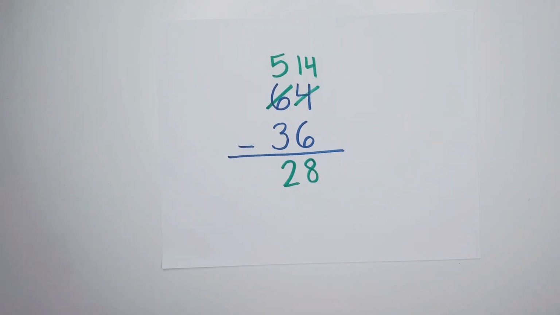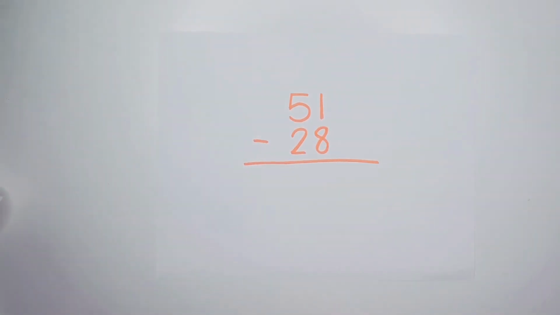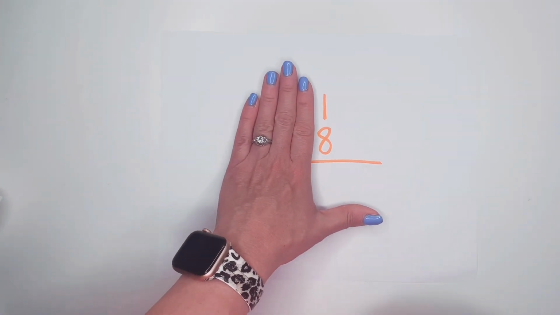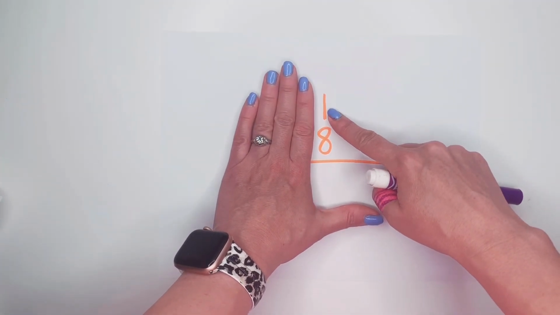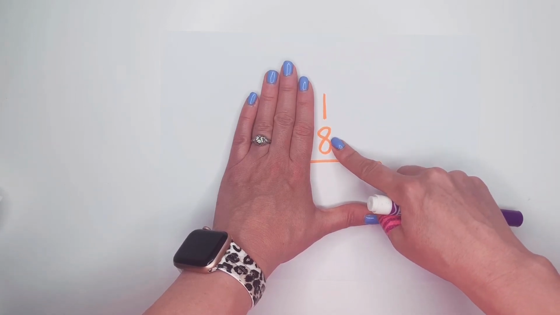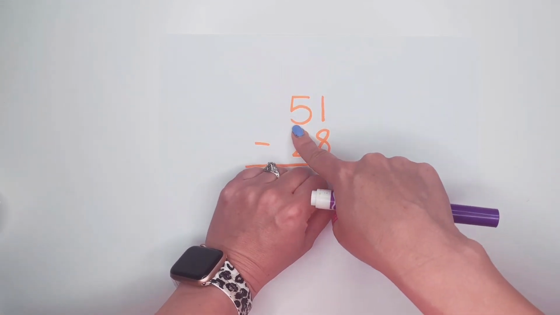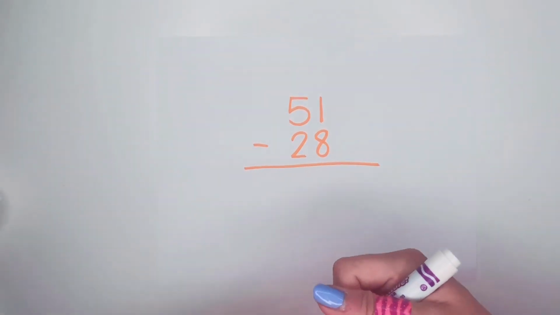Let's try one last problem. Here we have 51 minus 28. Do you remember which place value to start with? Start with your ones. More on top, no need to stop. No, I don't have more on top. I have more on the floor, more on the bottom. More on the floor, go next door and get 10 more.